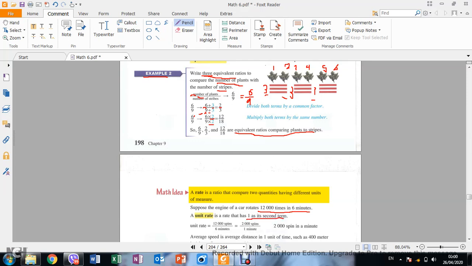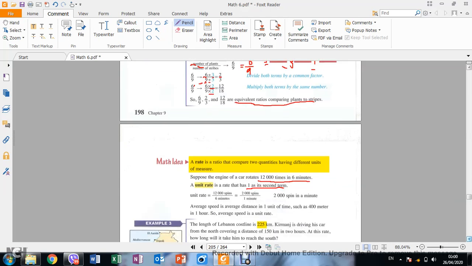So unit rate means we have 12,000 times in 6 minutes. The first number is the numerator and the second one is the denominator. Now we have the unit rate: 12,000 spins over 6 minutes.